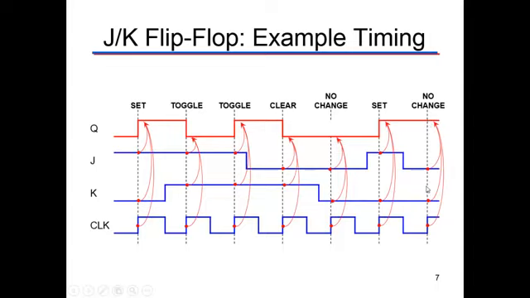And you have to have that table to tell you what's going to happen to Q. You have to have the excitation table to tell you what's going to happen. Remember, the inputs J and K are just switches, or they're coming from something else. So that is the JK flip-flop.